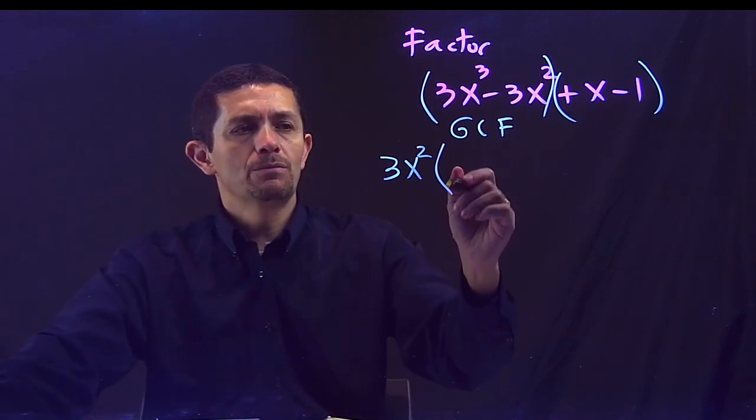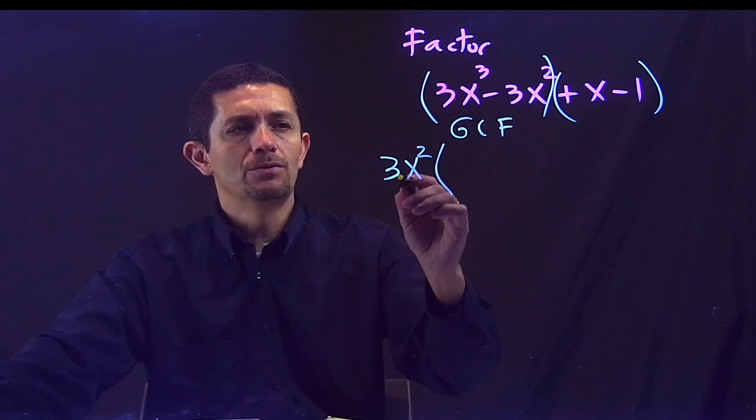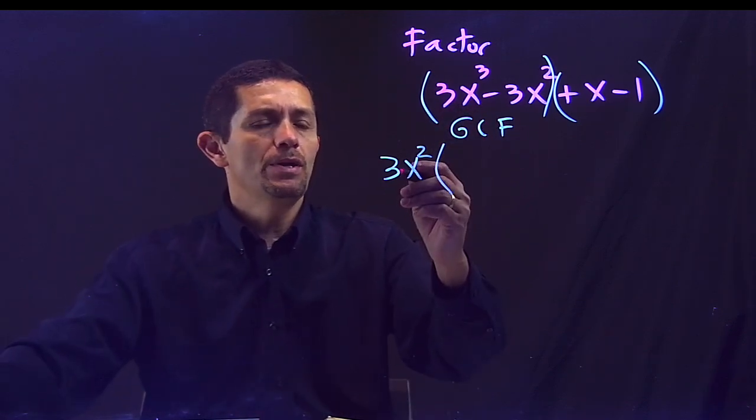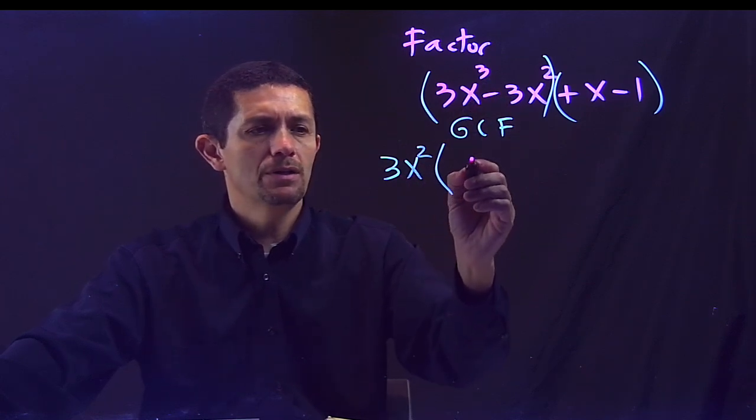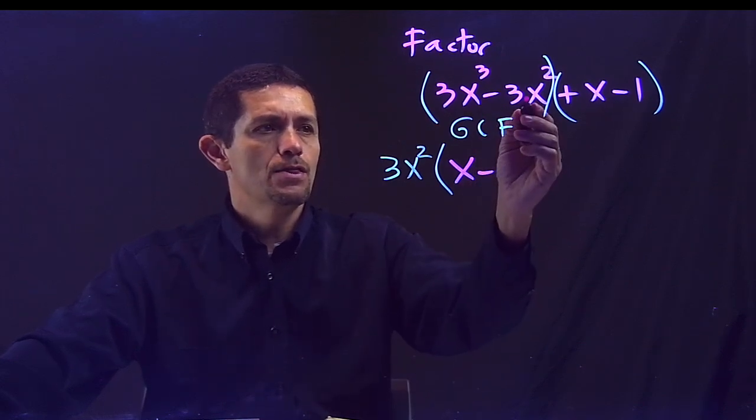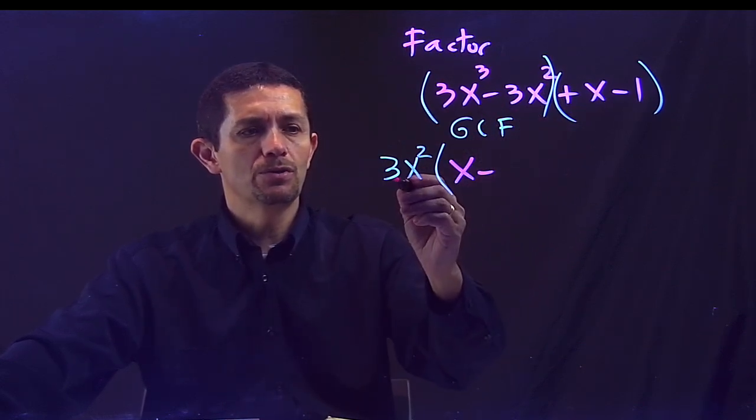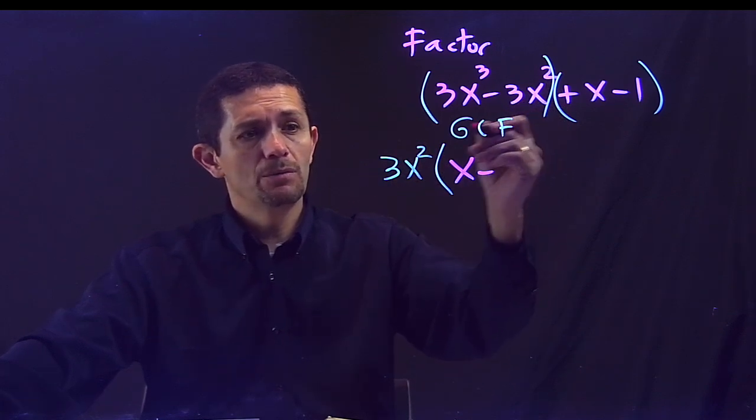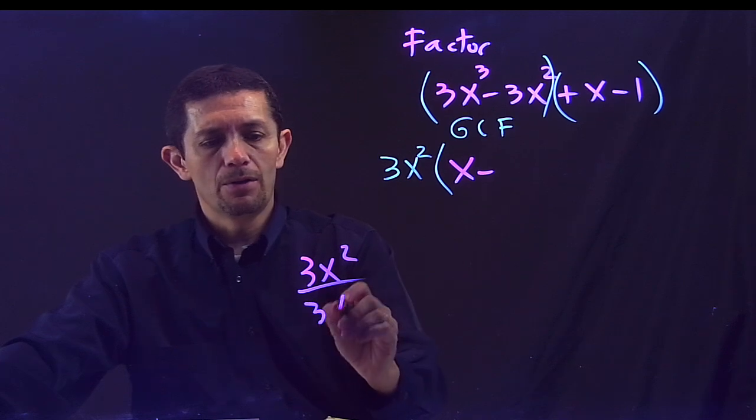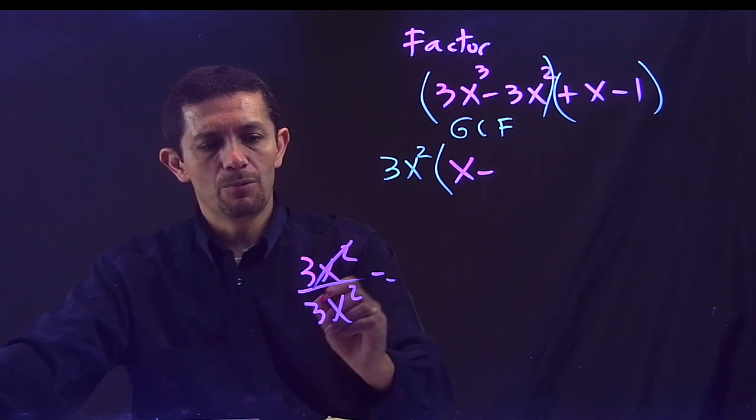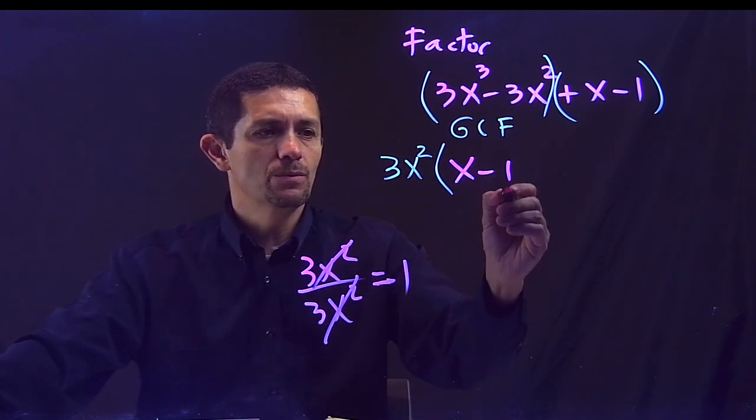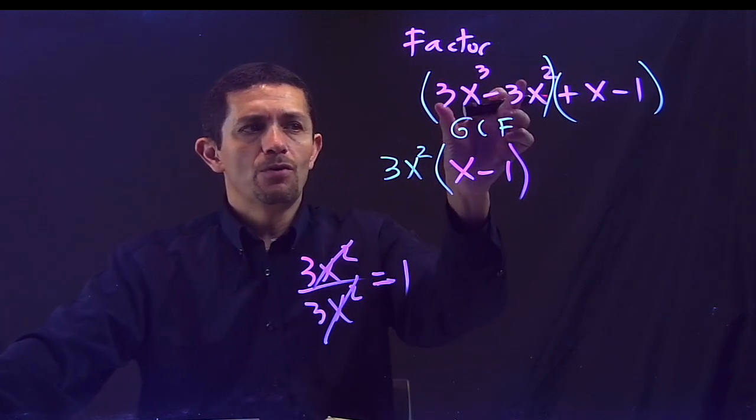What goes inside? My first term is the first term divided by my common factor. 3 divided by 3 cancels out. x cubed divided by x squared gives me x, because you subtract the exponents. Minus 3x squared divided by 3x squared: 3 divided by 3 is 1, and x squared divided by x squared cancels out. Because it's the same thing on top and bottom, the answer is 1. So this is 1, and I'm done with my first parenthesis.